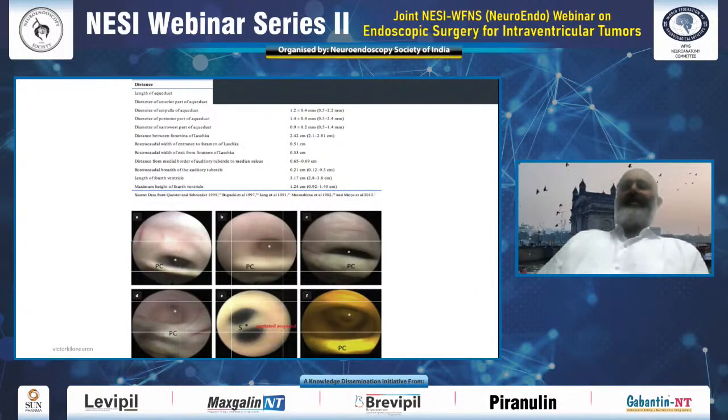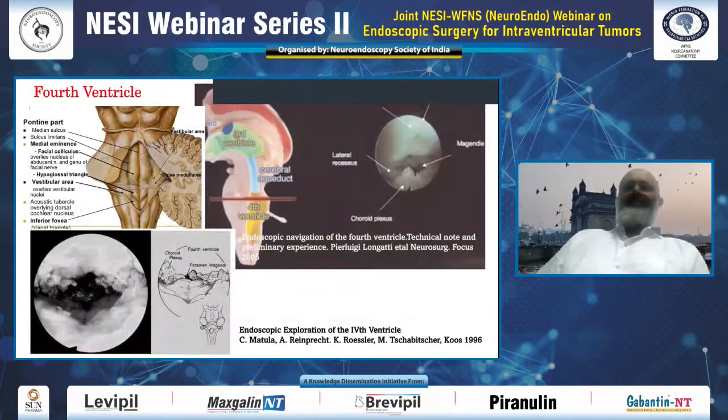Variations of the aqueduct abound, and these are some studies from the literature which show the average diameter and dimensions of the aqueduct that can be ascertained. Moving on, we go on to the fourth ventricle. We usually don't see a clear picture of the rhomboid fossa like this picture. What we tend to see is something like this image.